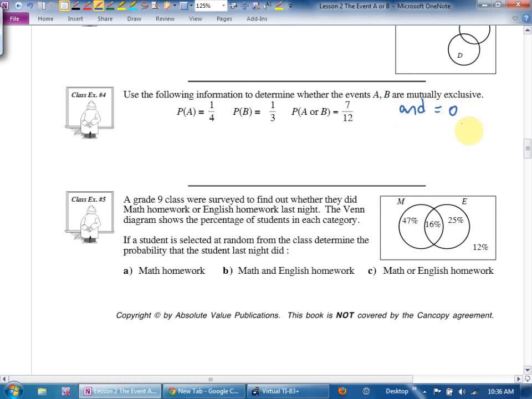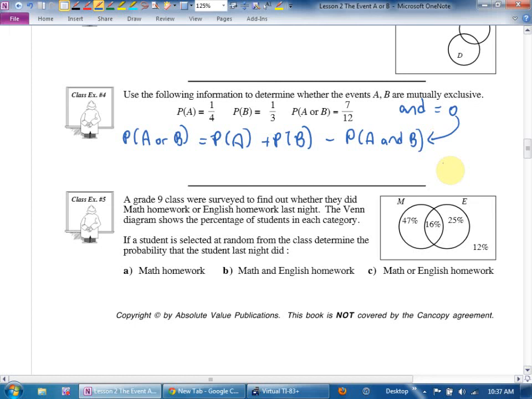So if they're mutually exclusive, they've given me the probability of A, I don't know what it is, probability of B, I have no idea what event B is, and they gave me A or B. If A and B equals zero, what we're really asking is, does 7 over 12 equal 1 quarter plus 1 third? If it does, then A and B must have been zero and they're mutually exclusive. And I'm not going to bother wasting my time with a common denominator.